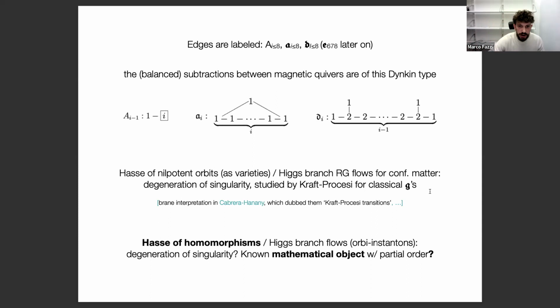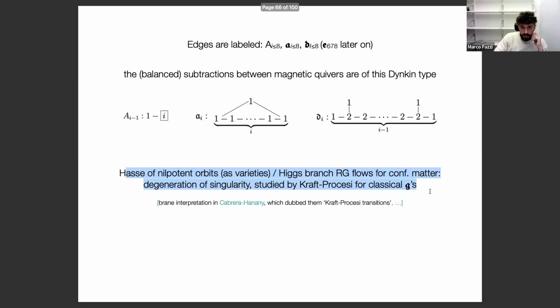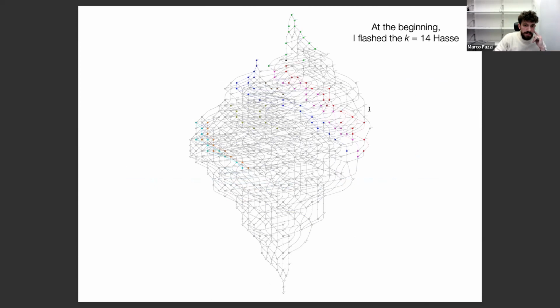And here comes what I showed at the very beginning. So if you now crank up K, you will see that this kind of structure starts appearing. This shape is rather generic for high enough K. And for example, at the very beginning, I flashed the K equals 14 case. So before, in this picture here, we had just red and green, and the edges were colored blue. Red, I already explained what it means. Green, I will explain in a second what it means. But if you start cranking up K, you see that these graphs are actually populated by many other colors. So what is the meaning of these colors?